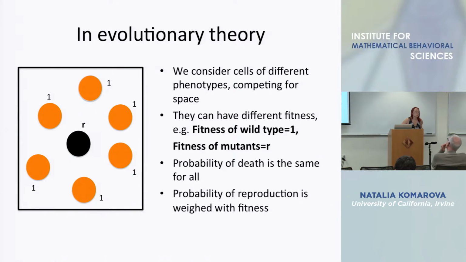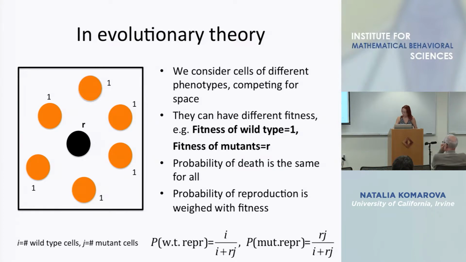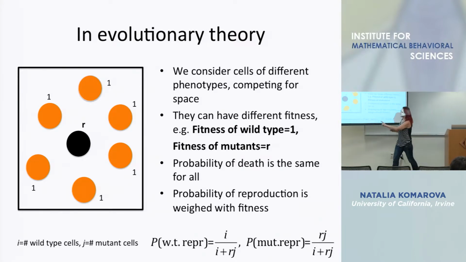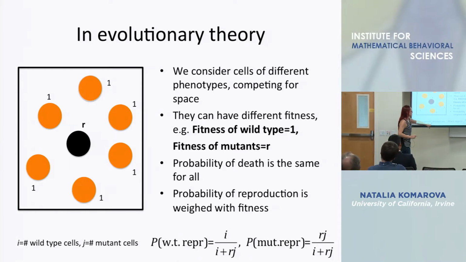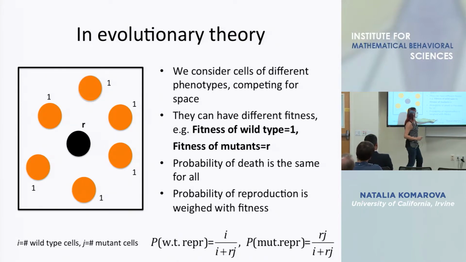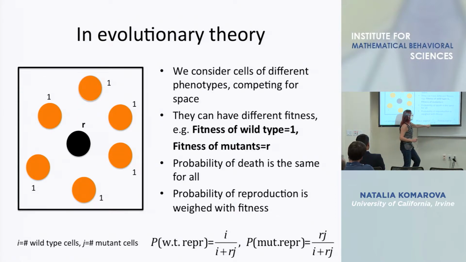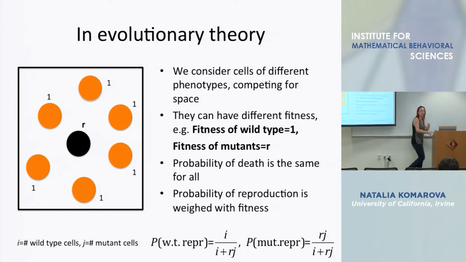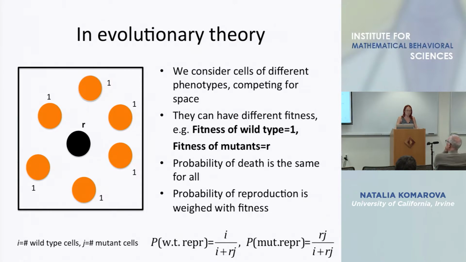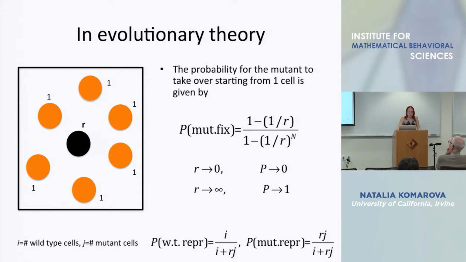We assume that the probability of death is the same for all, but the probability of reproduction is weighted with fitness. So if I have I normals and J mutants, then wild type will reproduce with fitness I weighted divided by this, and mutant reproduces with RJ. So the probability is skewed if R is not equal to 1. Okay, this is very simple, and the result is well known. The probability for the mutant to take over eventually is given by this formula.